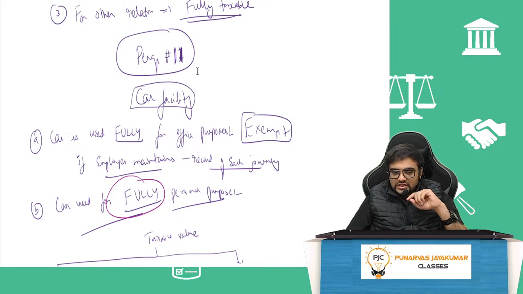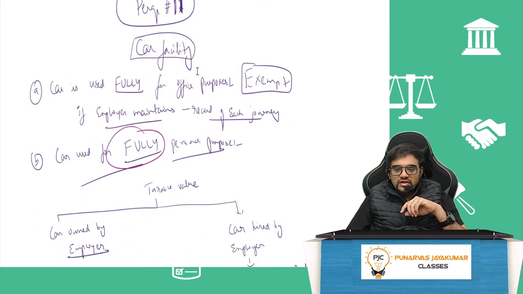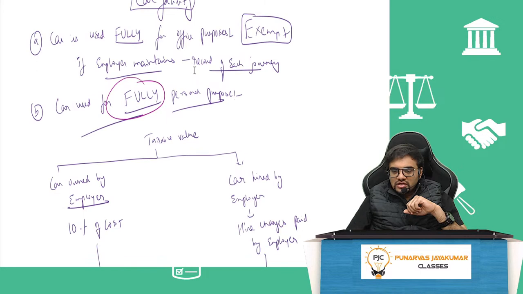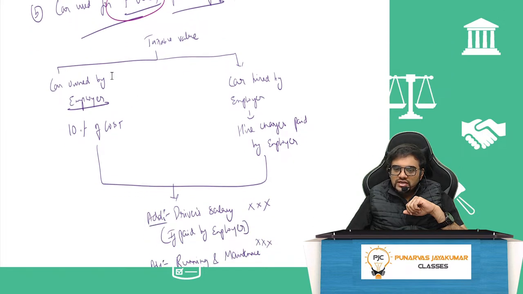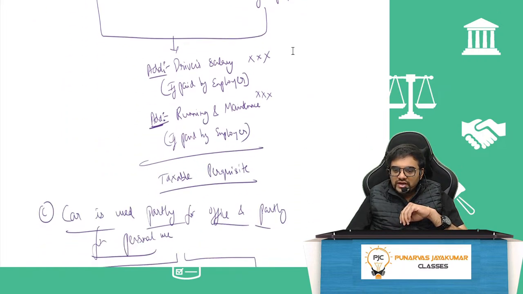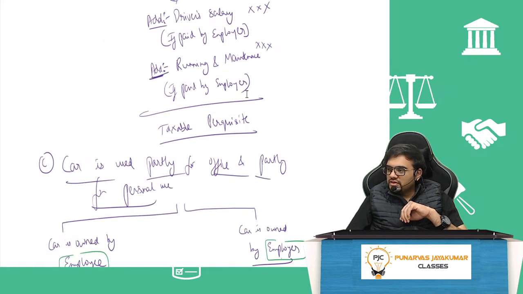Car facility. I told you car, we will discuss later. Now, if car is fully used for official purposes, exempt, if employer maintains records of each journey. Car used for fully personal purposes, taxable value: if car is owned by the employer and then given to the employee, 10% of the cost is taxable. If car is hired by the employer, then hire charges you should take. Apart from that, you add the driver's salary, add running and maintaining expenses, that will be the taxable perquisite.